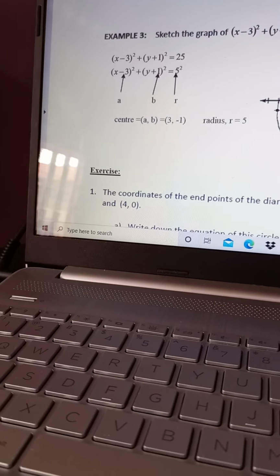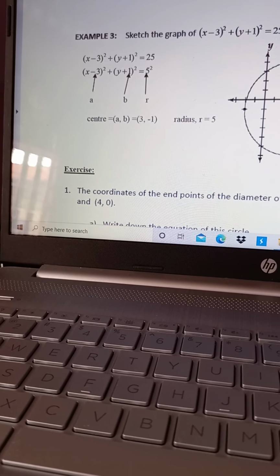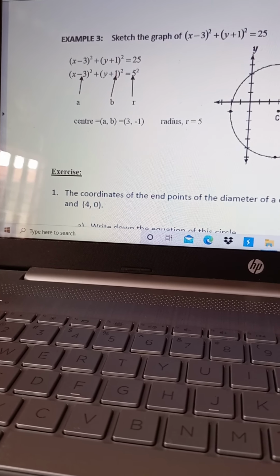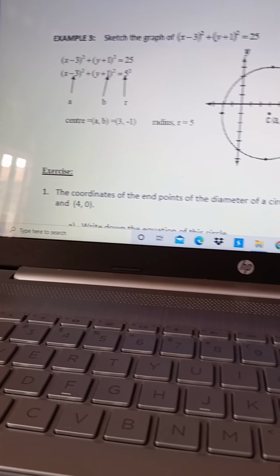Next is the exercise questions. After having a discussion of these examples, I am pretty sure that you are in a good position of answering those exercise questions.